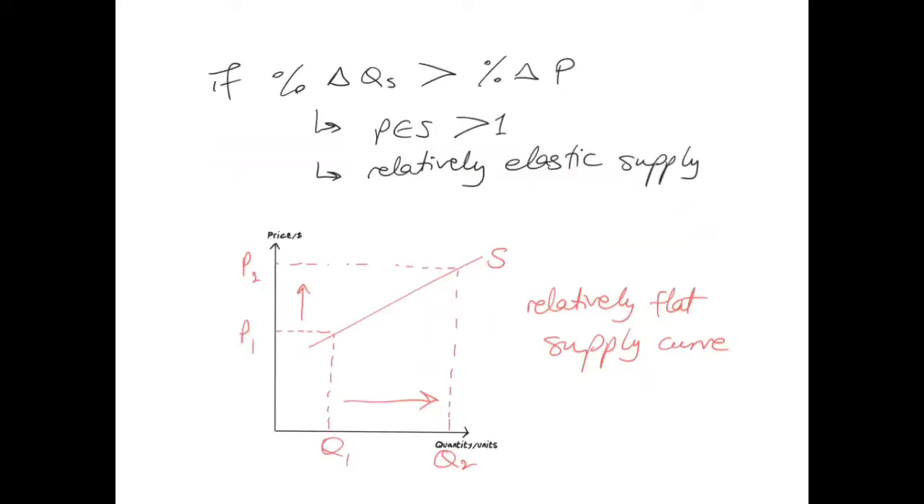So let's have a look at the various values of price elasticity of supply. If the percentage change in quantity supplied is greater than the percentage change in price, when you calculate PES, the value will be greater than 1. Here we say that there is relatively price elastic supply or relatively elastic supply. The supply curve will be relatively flat. As you can see here, when price rises from P1 to P2, quantity supplied increases by a much bigger proportion than the rise in price. So here we say supply is relatively price elastic. Quantity supplied is very sensitive to changes in price.